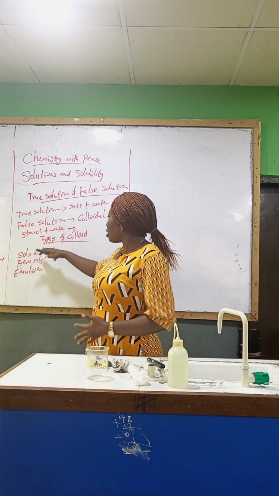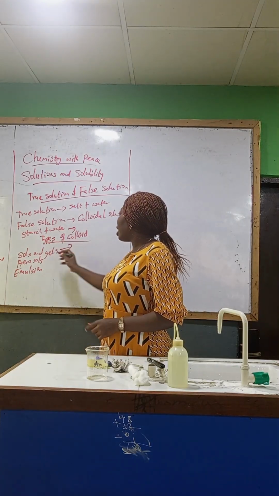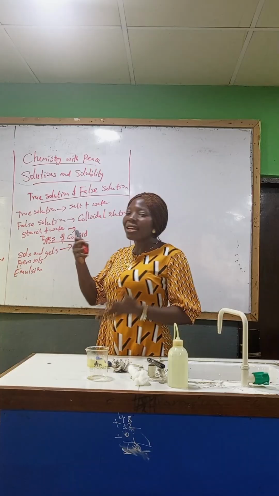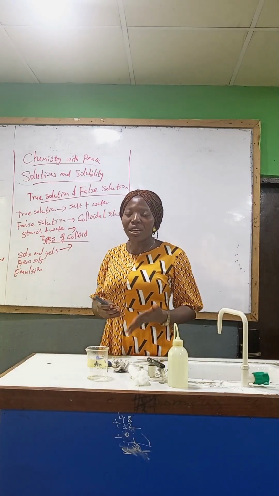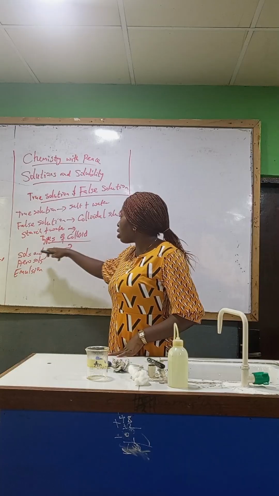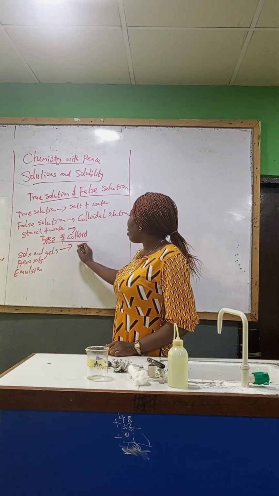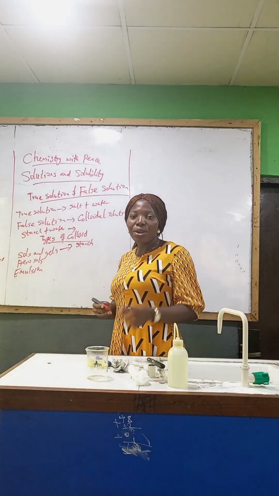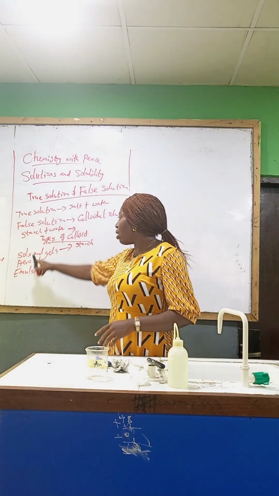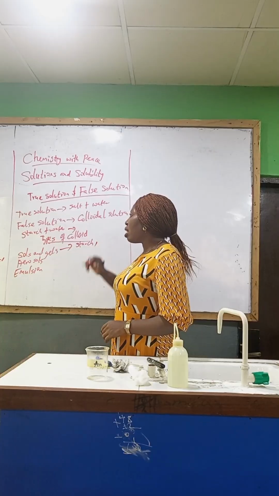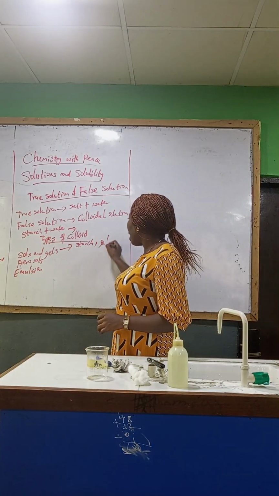What is sol and gel? Sol and gel is a colloid that is formed when solid is dispersed in liquid. When solid is dispersed in liquid, it forms sol and gel. Under it, we have starch. When you dissolve starch in water, it forms the sol and gel. Under it, we also have gel.